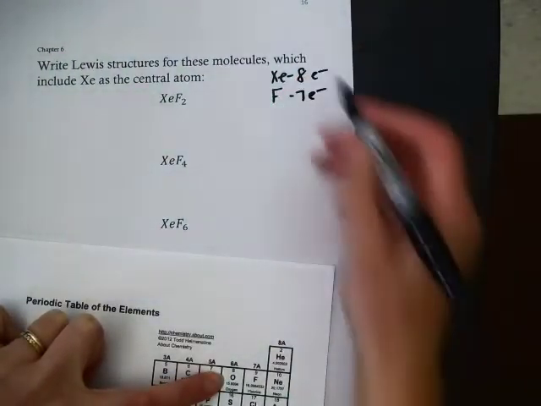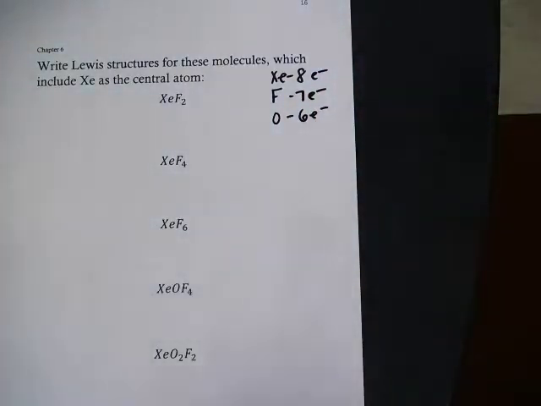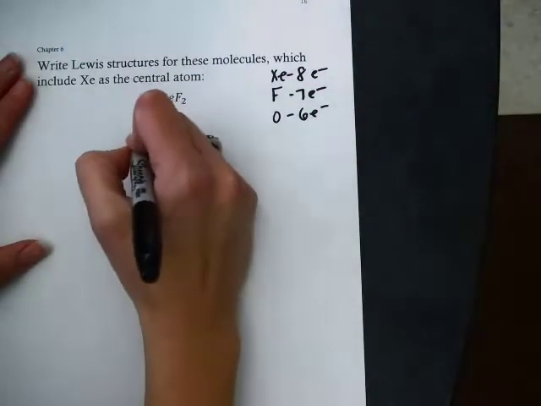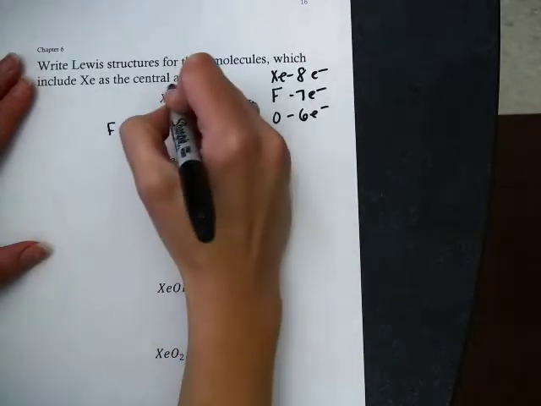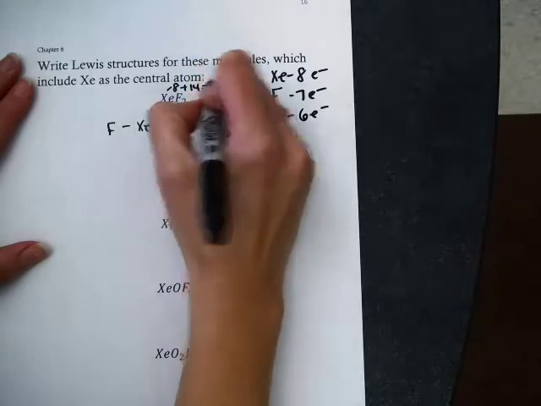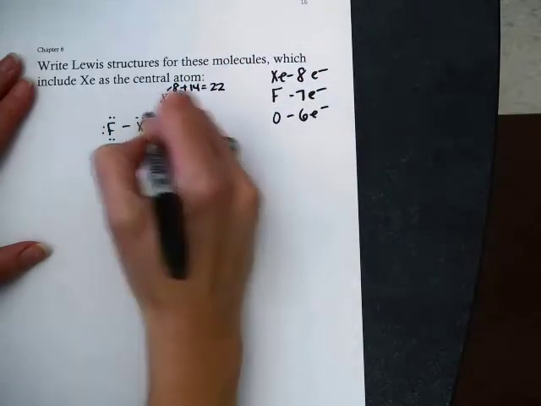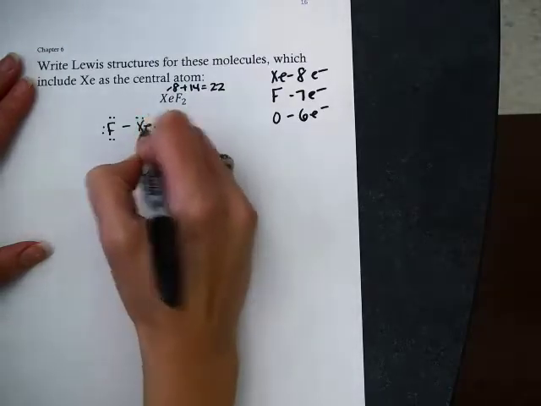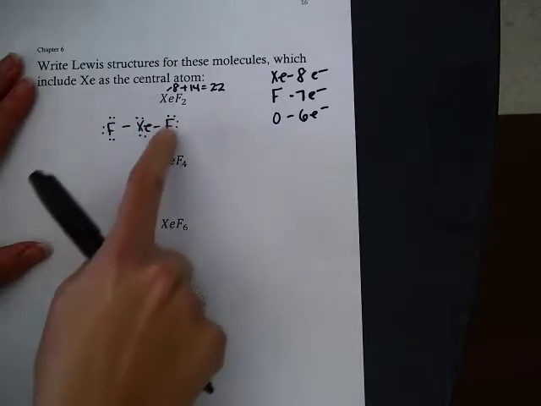All right, so I'm just going through and finding how many valence electrons all of my different atoms have. So it looks like I have xenon, fluorine, and oxygen, which have 8, 7, 6. Now I'm going to attach everything. I want xenon in the middle. Remember, I want the lowest electronegativity in the middle. Electronegativity increases as you go to the right, except for the noble gases, right? They don't want electrons, so they have very low electronegativity.